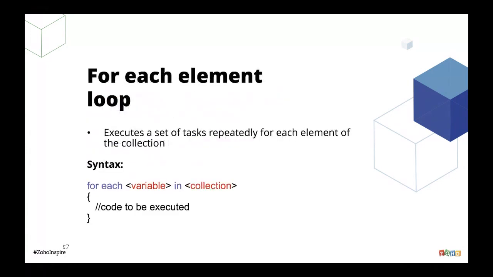So now let's check out how the for each element loop works. The for each element loop is quite similar to the for each index loop, but unlike the index, we would be getting the actual element here.